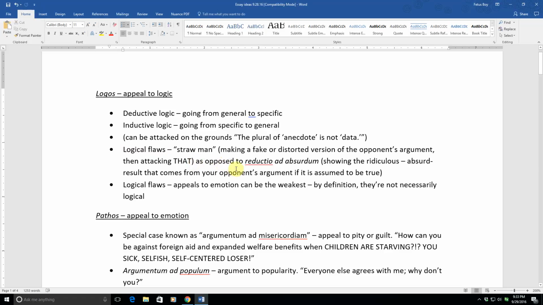Now that's as opposed to the reductio ad absurdum. I'm sorry if I'm butchering these Latin phrases. I did not take Latin in school. And that shows the ridiculous, absurd result that comes from your opponent's argument if it is assumed to be true.